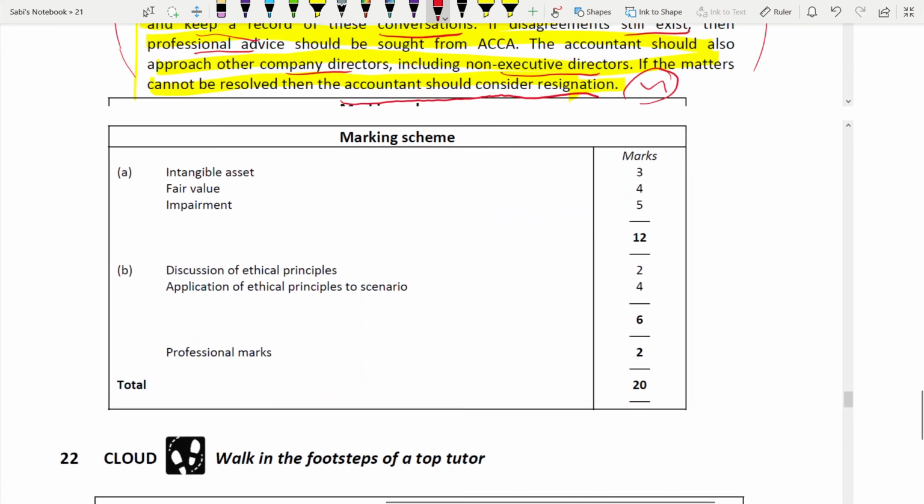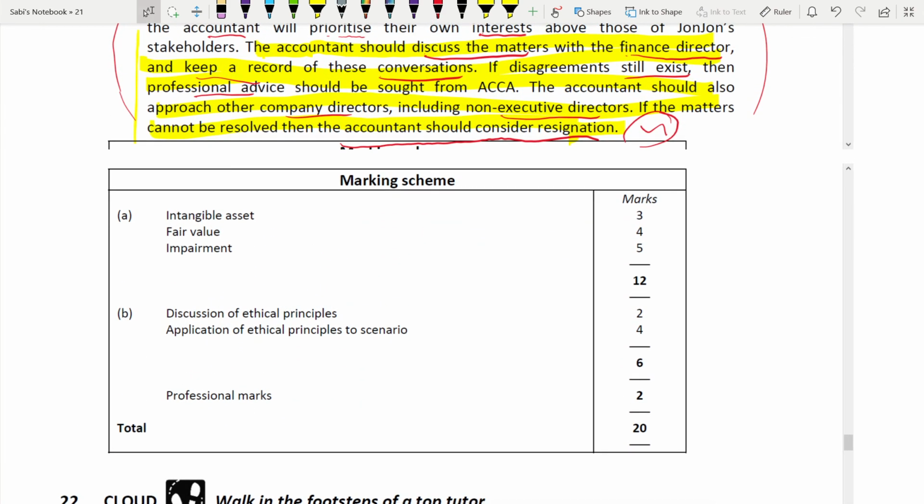Now we'll go through the marking scheme to see how the marks are awarded. For ethics, if you discuss the ethical principles, it's just 2 marks. Why 2 marks? One is for breaching integrity, the other one is breaching objectivity. And 4 marks for application of it to the scenario. And 2 professional marks, they didn't say how. Coming to the first one, they didn't show the breakdown of the marks. So that means if it's intangible asset, write 3 points, fair value 4 points, impairment 5 points. That's how you're getting the marks. So that's it for question number 21. See you in the next question, 22.